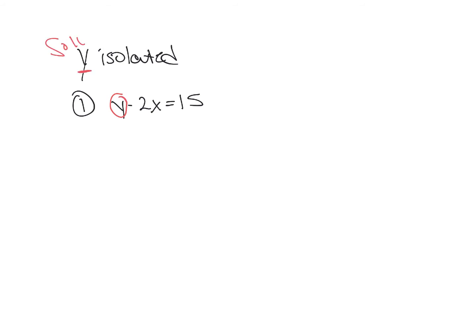Okay, so today we are looking at how to solve for a literal equation and solving for y. So remember, you're going to get y isolated always to one side. So when I look at an equation, we're going to have more than one variable. So my first example is I have y minus 2x equals 15. So circle y because we're going to solve for y. That's what you're doing.